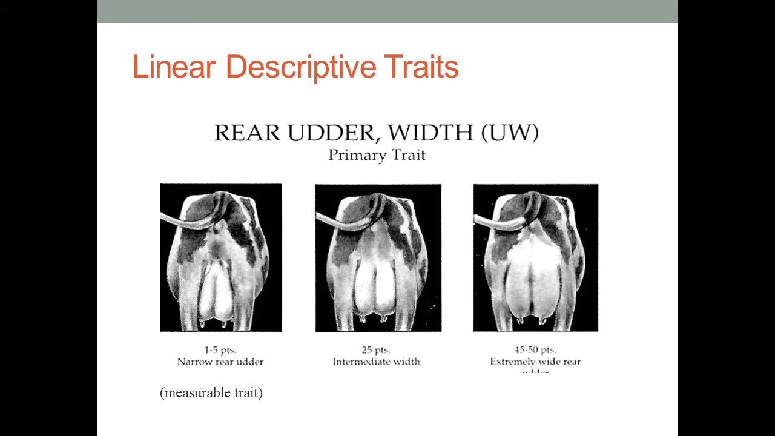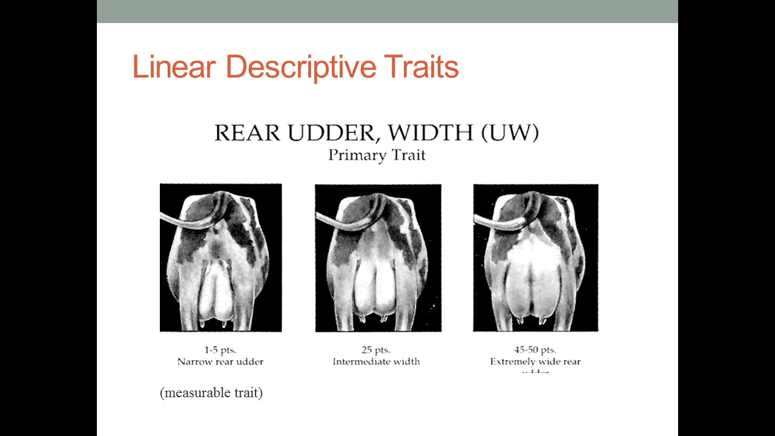It is a trait where the high score is the ideal. It is also a trait that is measurable. So a very narrow rear udder scores between 1 and 5 points. A very wide rear udder scores between 45 and 50 points. And it's measured horizontally across the top of the secretory tissue where the udder attaches to the body wall.